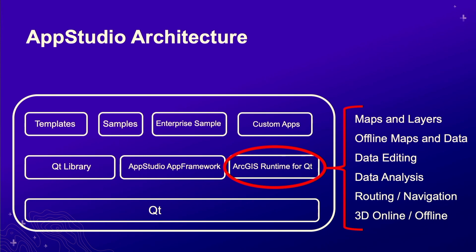View maps and layers, view offline maps and data. You can do data editing, even offline data editing and syncing of data. You can do some analysis right on the device in the field. There's routing and navigation capabilities, and we even can support 3D data, whether that's online or offline 3D files. So the runtime is quite powerful, and you can build some really powerful mapping applications with AppStudio because we include that inside of the product. It's part of the architecture.